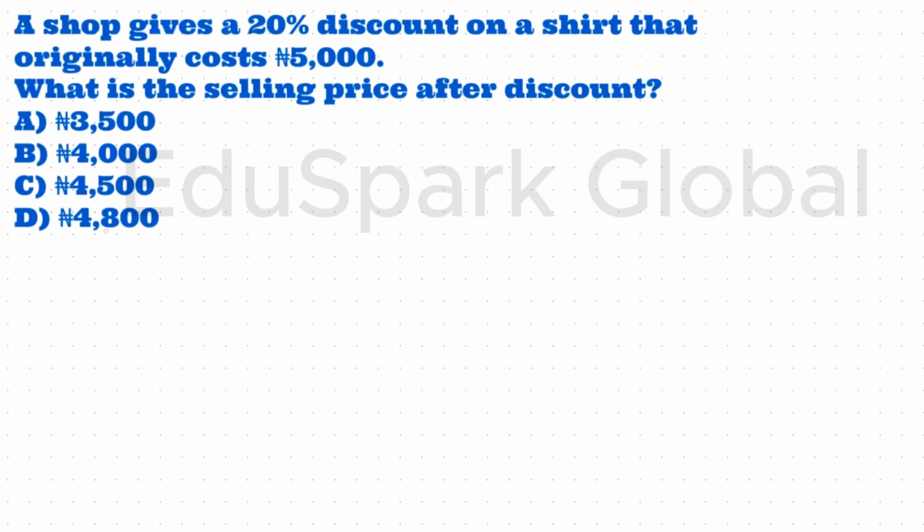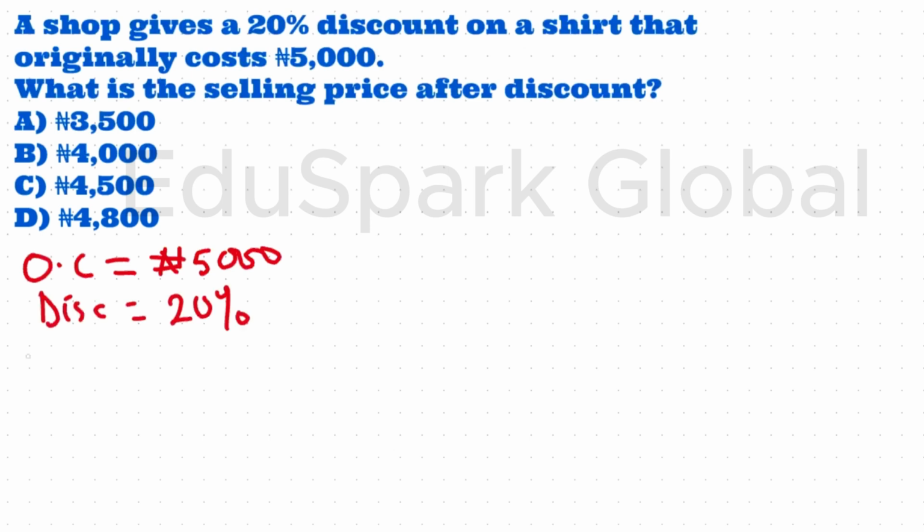A shop gives a 20% discount on a shirt that originally cost 5,000 naira. What is the selling price after discount? So the question is expecting us to calculate the selling price after discount. So the original cost, let's use OC to represent original cost, is equal to 5,000 naira, and the discount is 20%. So the first thing we are expected to do is for us to find the discount price.